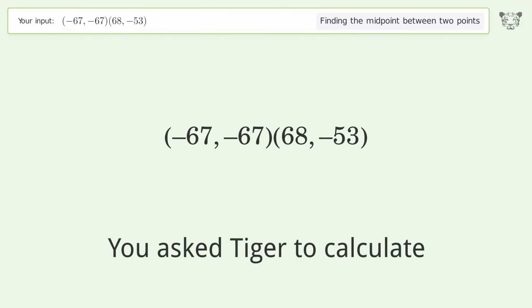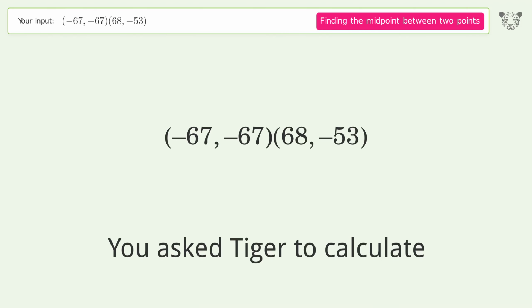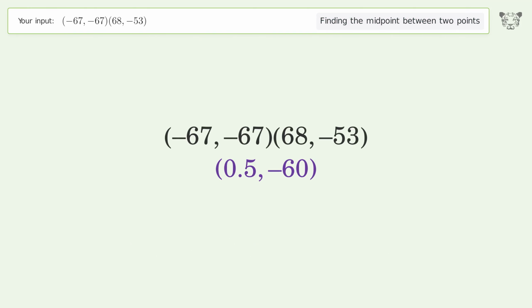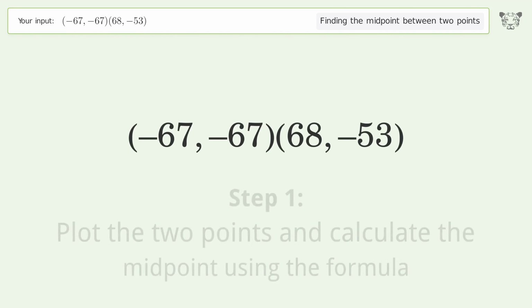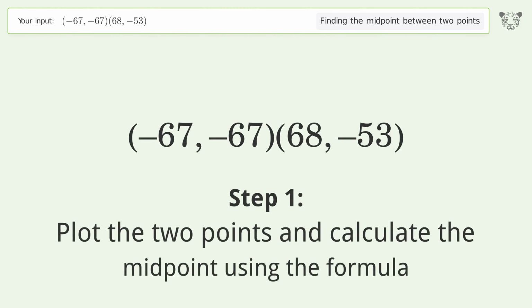You ask Tiger to calculate. This deals with finding the midpoint between 2 points. The midpoint between the 2 points is 0.5, -60. Let's solve it step by step. Plot the 2 points and calculate the midpoint using the formula.